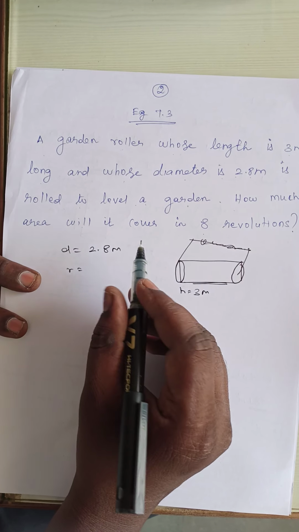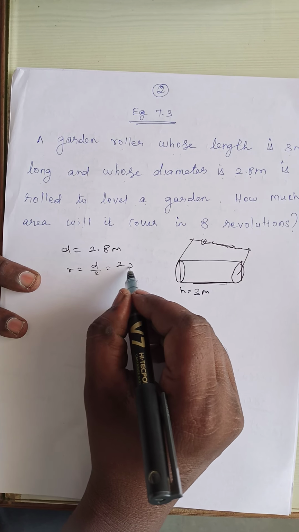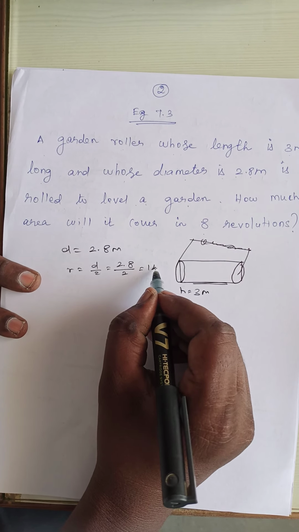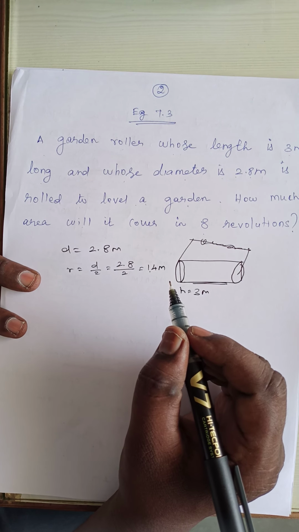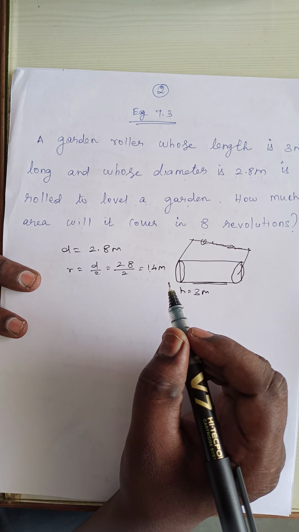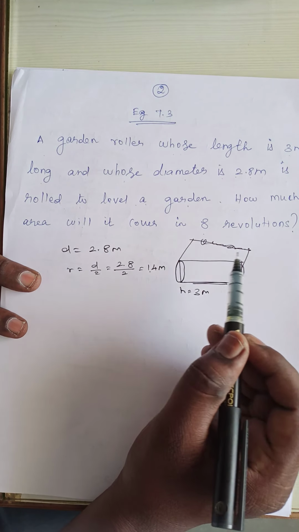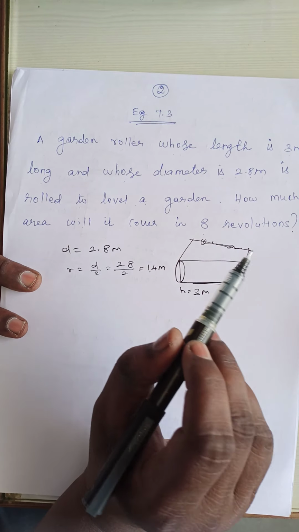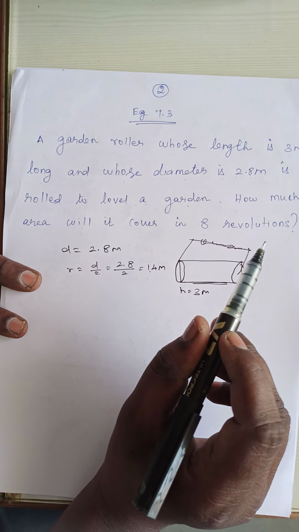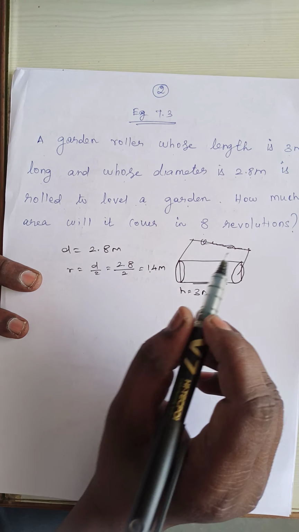Then what is our radius? R equal to D by 2. Therefore 2.8 by 2, that is equal to 1.4 meter. Yes, area covered in the 1 revolution. We want to find out the 8 revolutions. First you should find out the 1 revolution, then you should multiply by 8. First you have to find out the area covered in 1 revolution.